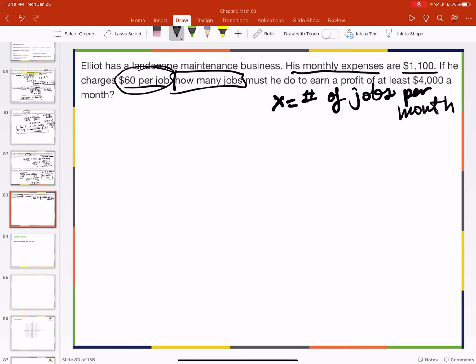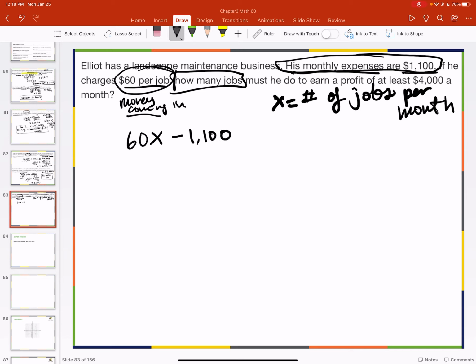Okay. So 60x represents the money he brings in, the revenue, right? Money coming in. But he has an expense of 1,100. So we have to subtract that from whatever money he gets in, because they're asking about profit. So remember, revenue minus cost is equal to profit. Okay, so if he wants at least 4,000, this has to be greater than or equal to 4,000. Okay. All right. So then we're solving for x, adding 1,100 to both sides.